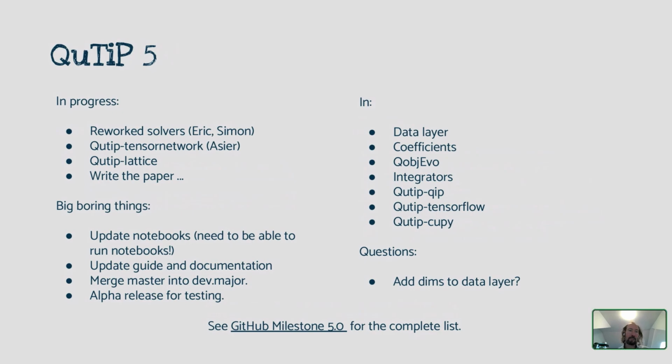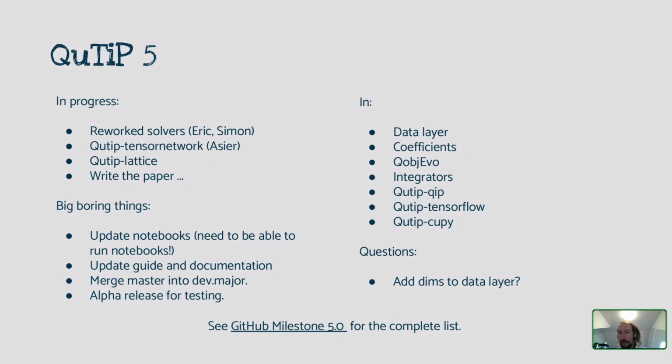solvers, which is, I think, now nearing, well, at least we can see the end of the road now, now that we have all of the lower level things like the new data layer and the coefficients and QuTiP and the integrators all in place. And then, of course, we have QuTiP TensorFlow and QPy, which are, I guess, QuTiP family packages that implement new data layers. And good work has been done on those.